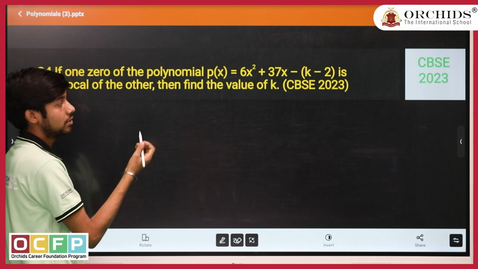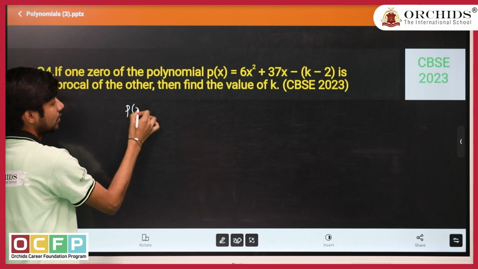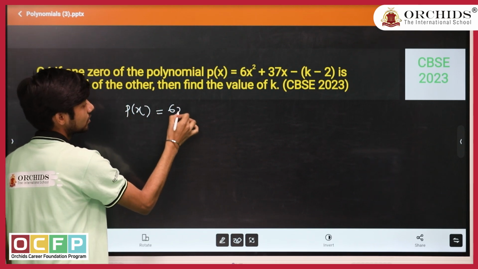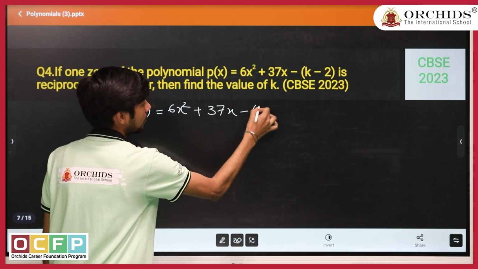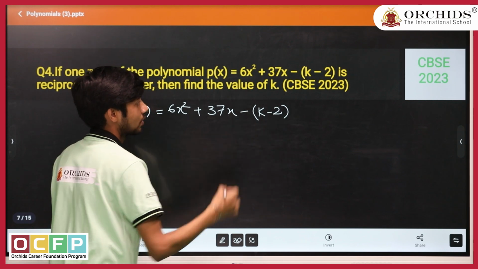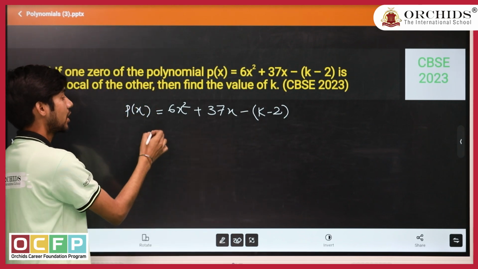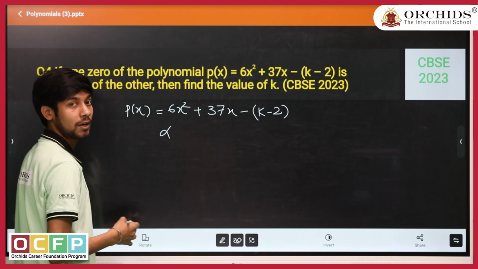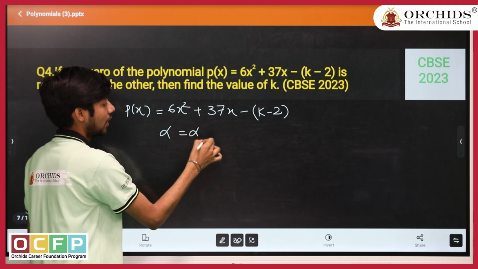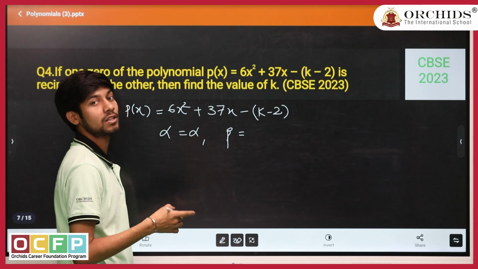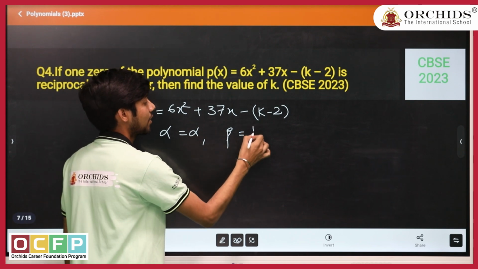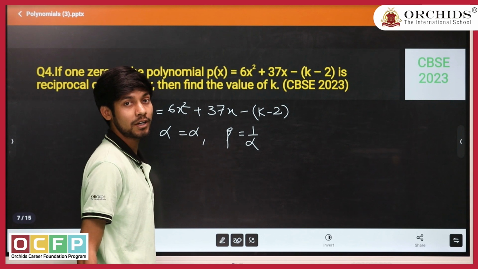So let's move with the solution. What is the polynomial that is given? p(x) is equal to 6x² + 37x − (k − 2). And if we assume that the first zero of this polynomial is alpha, and the second zero of this polynomial is beta, in the question it is given it is the reciprocal of the first one, we can write it is equal to 1 by alpha.